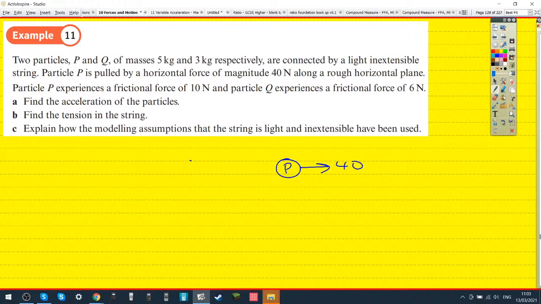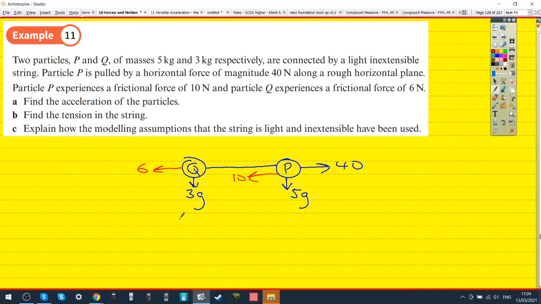Let me see. So there's also particle Q, and that's connected. This one has a mass of 5 kilos. Sorry, mass of 5 kilos. This one is 3. And particle P is pulled 40 to the right, and this one has 10 to the left, and this one has 6 to the left.